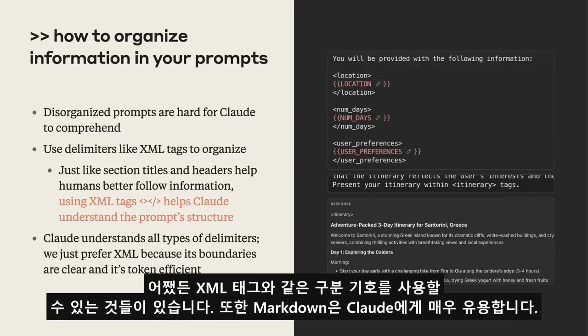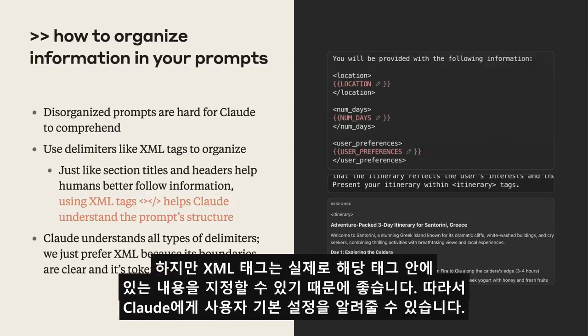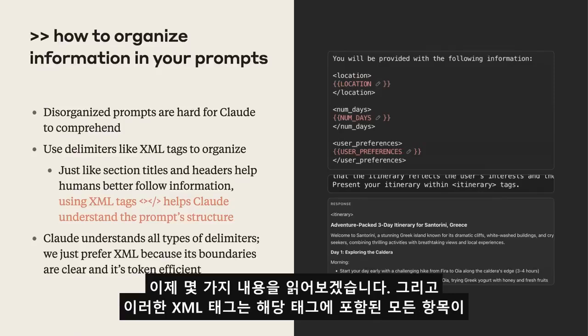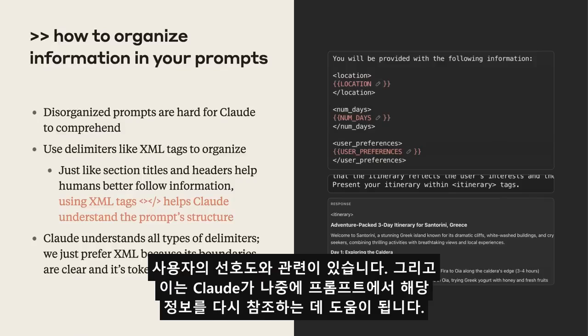Anyway, so some things you can use. Delimiters, like XML tags. Also, Markdown is pretty useful to Claude, but XML tags are nice because you can actually specify what's inside those tags. So we can tell Claude, here's user preferences. Now you're going to read some content, and these XML tags are letting you know that everything wrapped in those tags is related to the user's preferences. And it helps Claude refer back to that information, maybe at later points in the prompt.